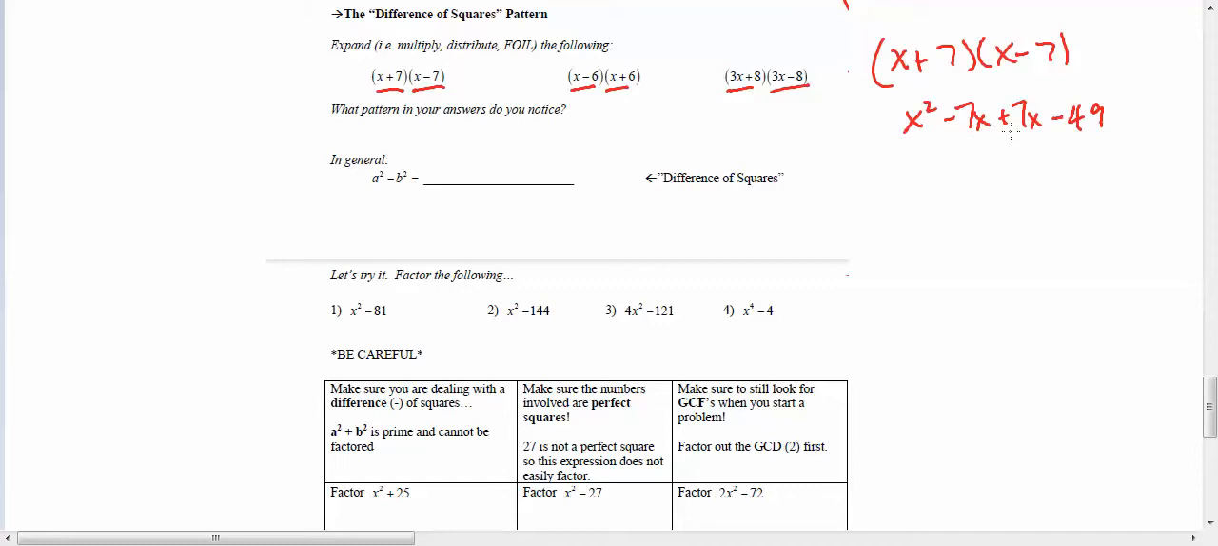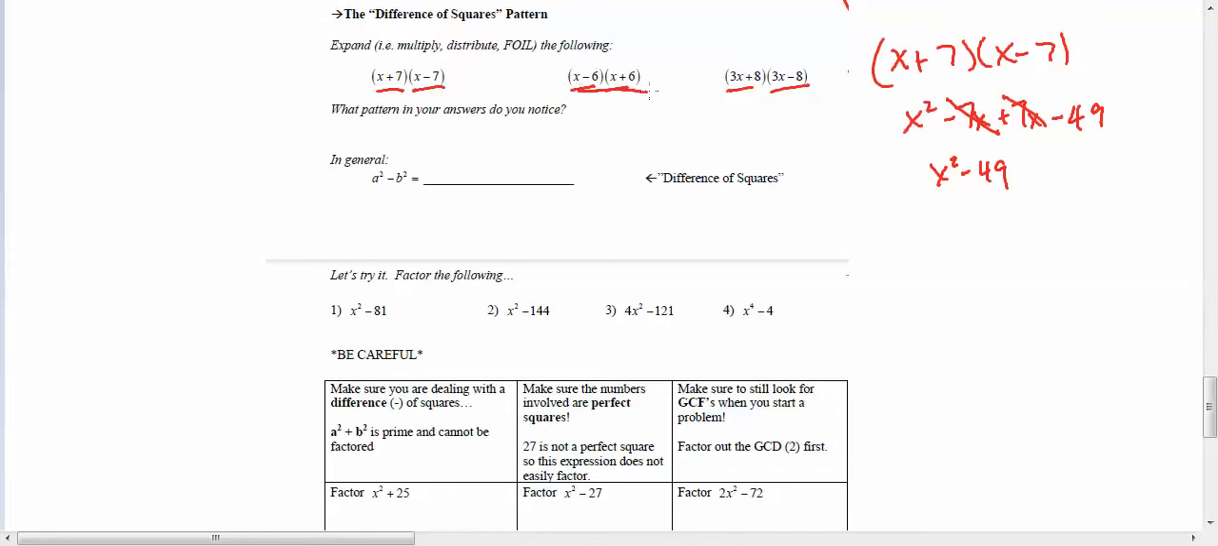See this negative 7x and that positive 7x? It's like you're subtracting 7x and then you're adding 7x. That kills itself, right? What's negative 7 plus 7? It's just 0. It just dies, right? So I'm going to get rid of that stuff in the middle. So I have x squared minus 49. We cool? All right. Now this thing right here is actually my answer for this. Let me FOIL this thing out for you.